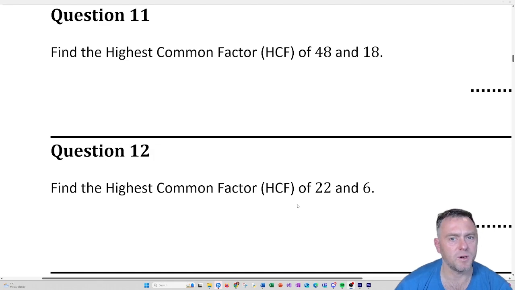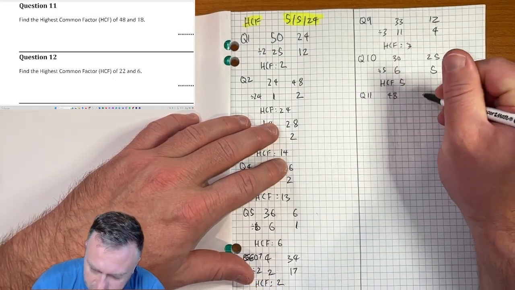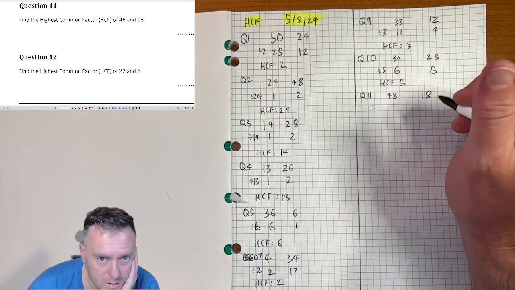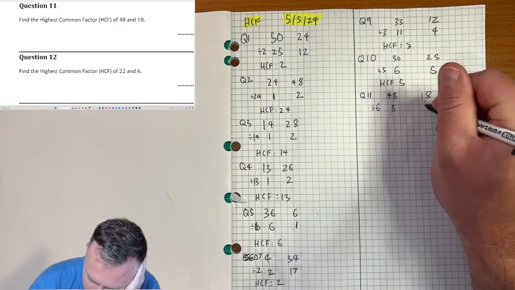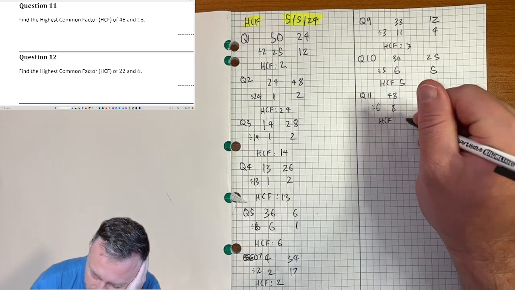Question 11. Highest common factor of 48 and 18. Divide them both by 6. So we get 8 and then 3. And that's what the highest common factor is. It's just 6.